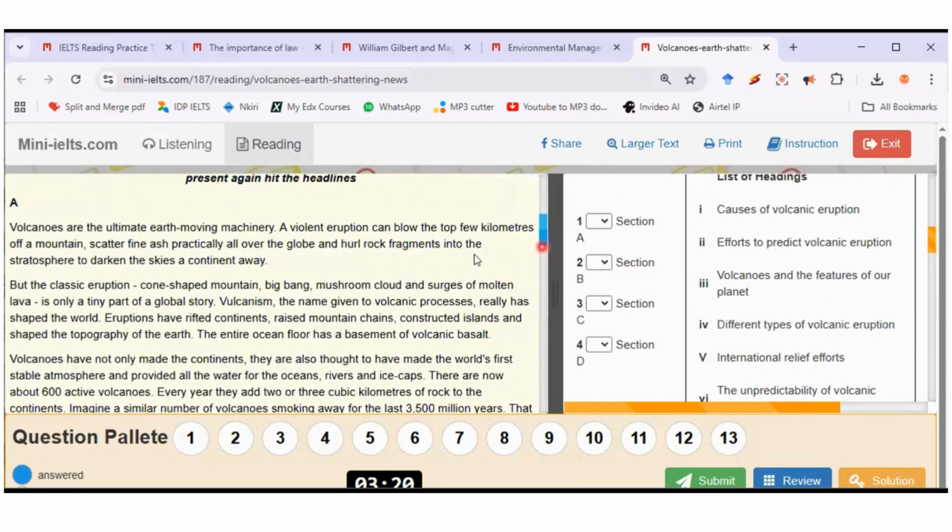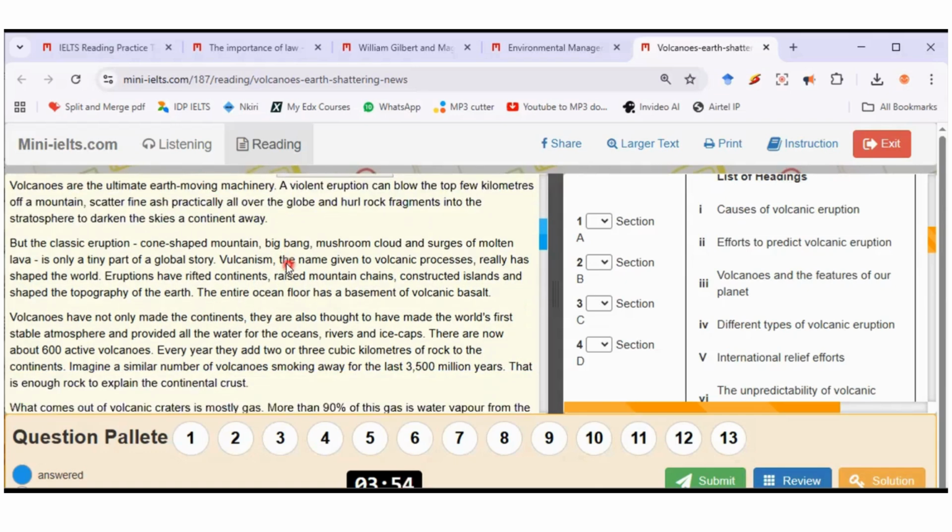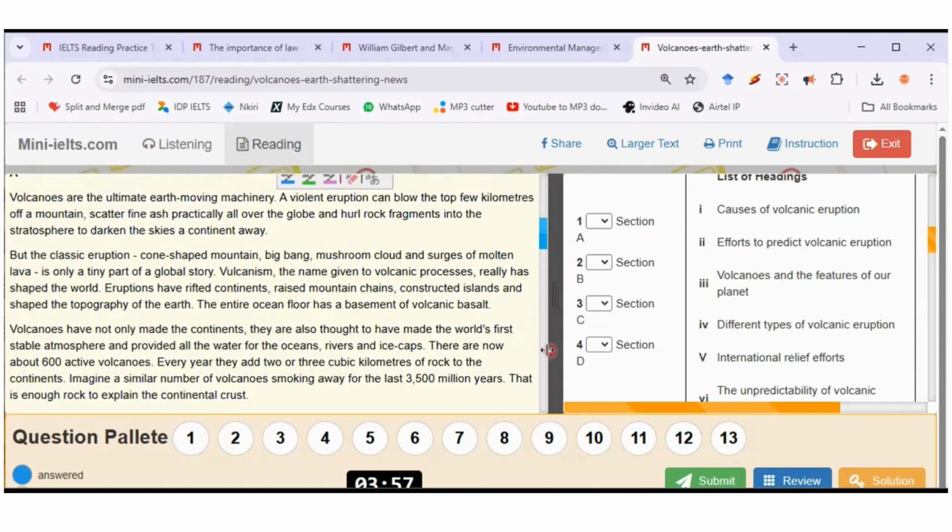Look at section A here. Volcanoes are the ultimate earth-moving machinery. A violent eruption can blow the top few kilometers off a mountain, scatter fine ash practically all over the globe, and hurl rock fragments into the stratosphere to darken the skies a continent away. So here they are telling us some of the features of volcanoes. This whole thing I've highlighted here, take note of that. Remember, there's one place that talks about features of our planet, volcanoes and the features of our planet.